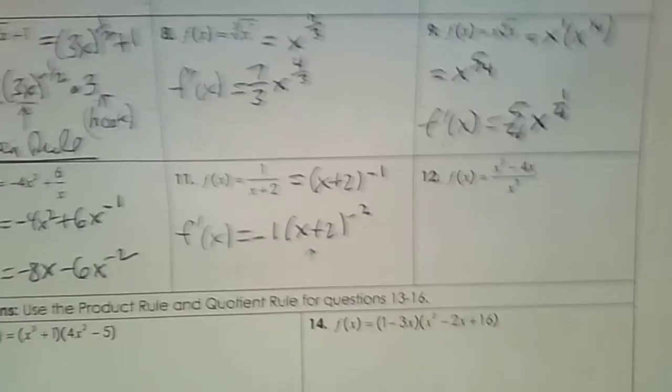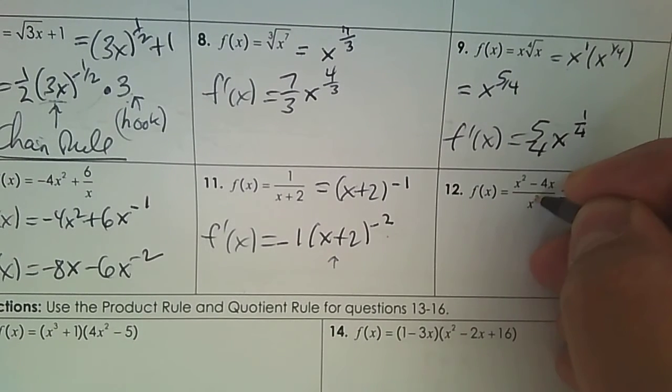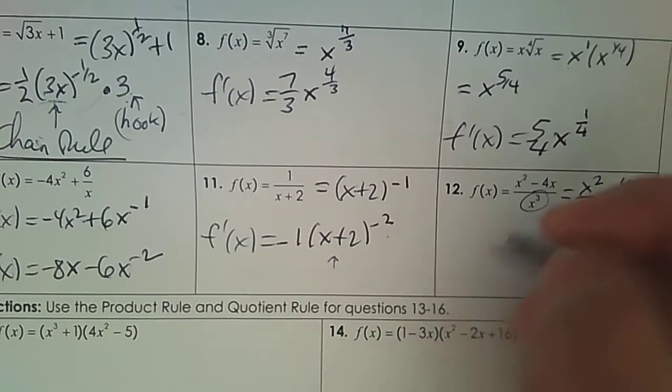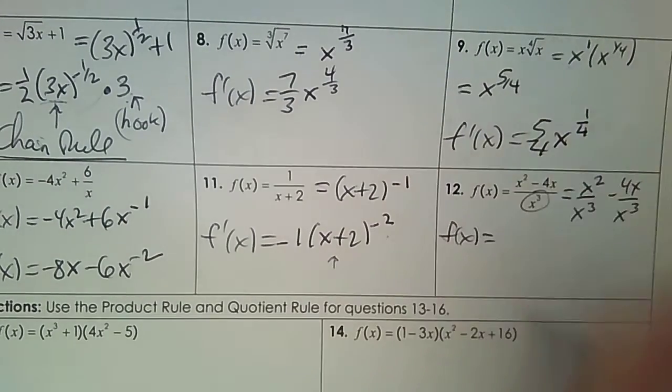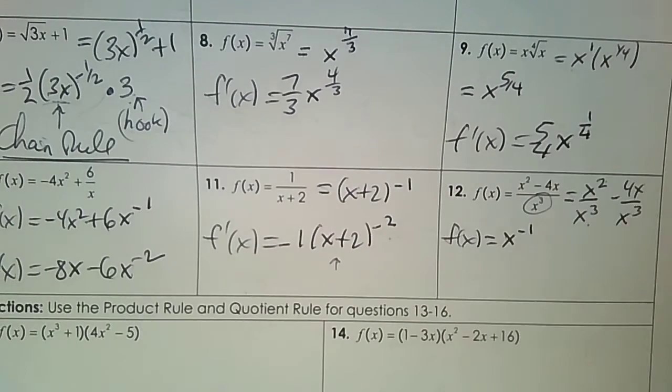All right, one more like that, number 12. Can I make this calculus friendly? So when I see a monomial in the denominator, that means one term, I can separate this into 2 fractions. That's a good algebra technique. And then simplify each one. So x squared over x cubed. Subtract, and I get x to the -1.